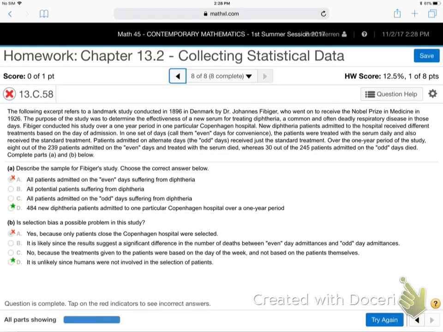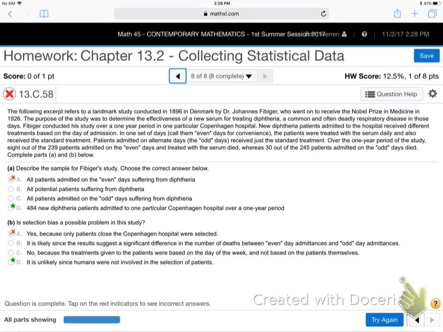Okay, so the following excerpt refers to a landmark study in 1896, Denmark, Johannes Fibiger, who went on to receive the Nobel Prize in medicine in 26. The purpose of the study was to determine the effectiveness of a new serum for treating diphtheria, a common and often deadly respiratory disease in those days. Fibiger conducted his study over a one-year period in one particular Copenhagen hospital. New diphtheria patients admitted to the hospital received different treatments based on the day of admission.